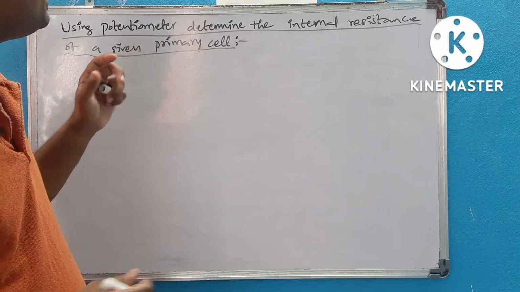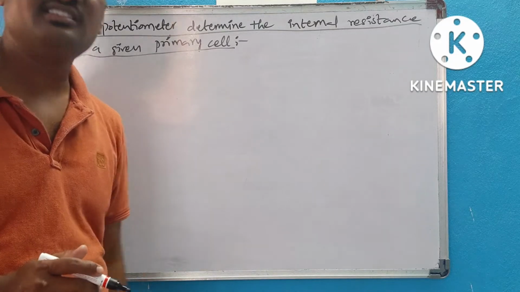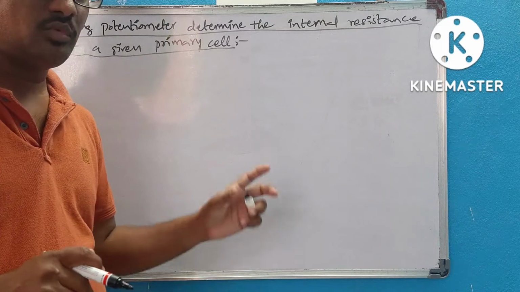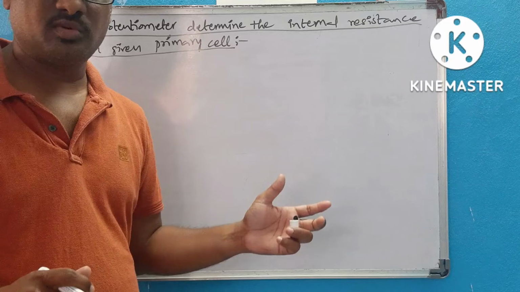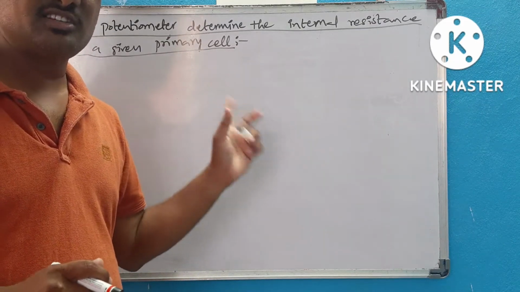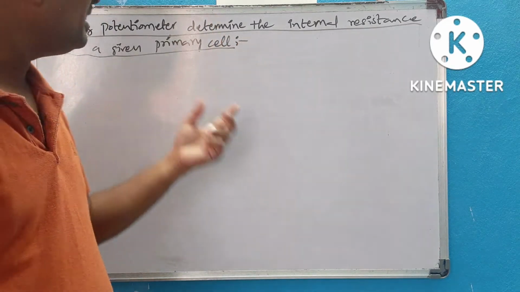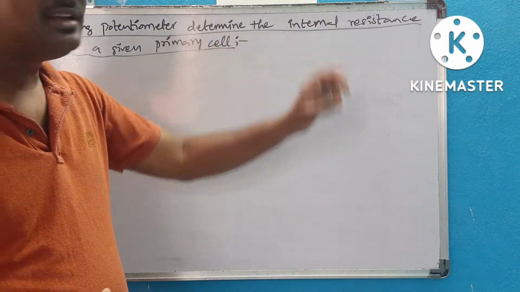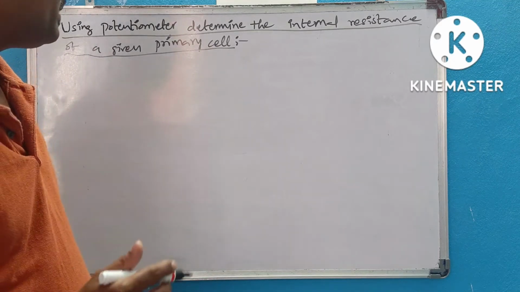So our question is to determine the internal resistance of a given primary cell using a potentiometer. This is also one of the most important questions in your physics textbook. In the previous class we discussed using a potentiometer to compare the EMFs of two cells. But in this class, using a potentiometer, we can determine the internal resistance of a given primary cell.